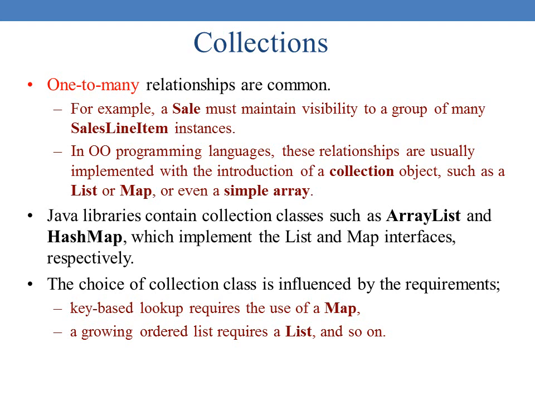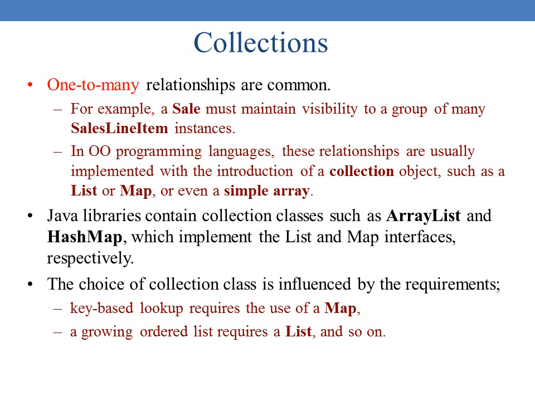Collections, the name itself having meaning: a collection of so many elements, so many contents, with many objects performing different operations by interacting with more than one object. So one-to-many relationships are common. For example, a sale must maintain visibility to a group of many sales line item instances.